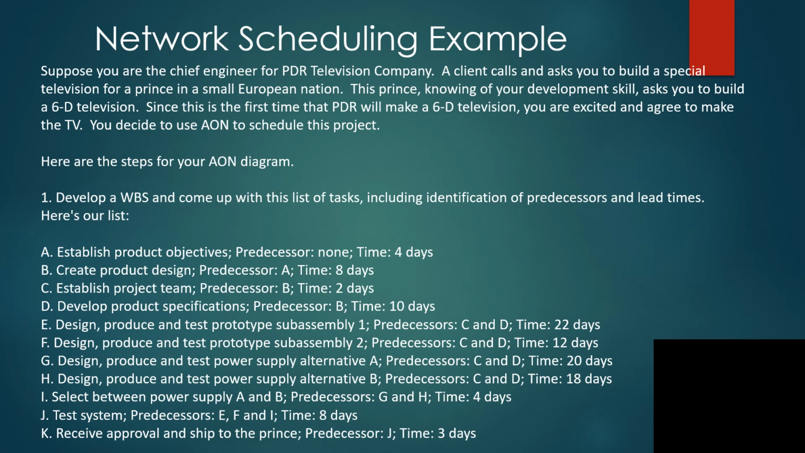You could read the background information, but it has to do with a new project to make a 6-dimensional or 6D television. So the first thing that you need to do is come up with a WBS that's not identified here, but you could do that offline. And what you do is identify the list of tasks, their predecessors if they have any, and also their time duration.